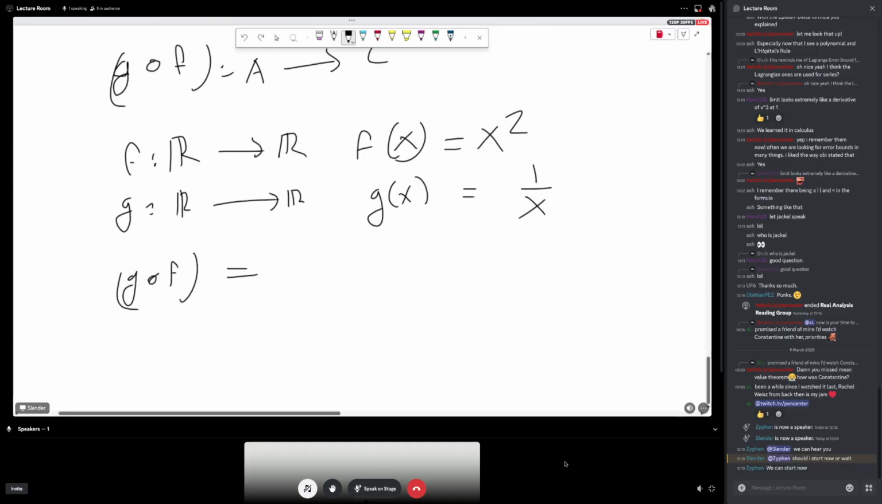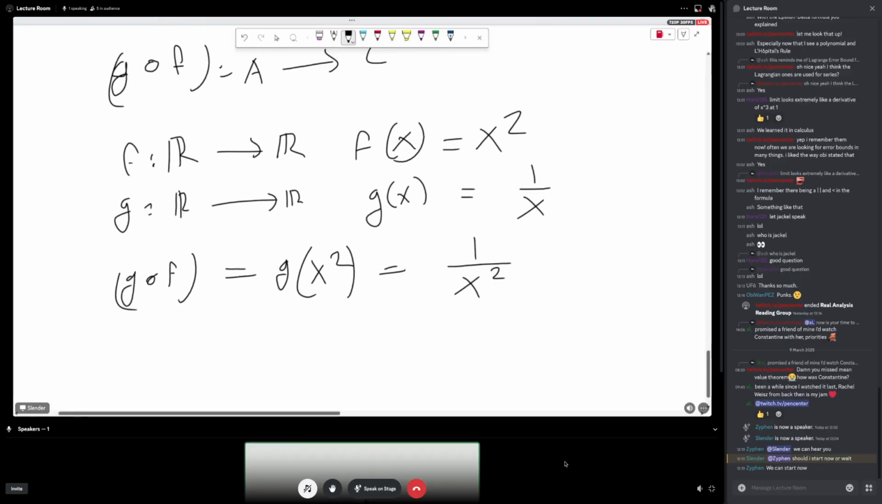So in this case, first we apply f. We write down x squared. Then we apply g on it. By doing that, we can see it is equal to 1 by x squared. So that's the composition. And you can also see the composition has domain R and the codomain is also R.